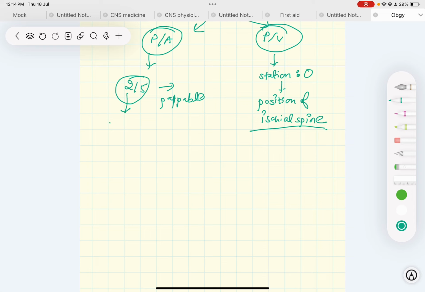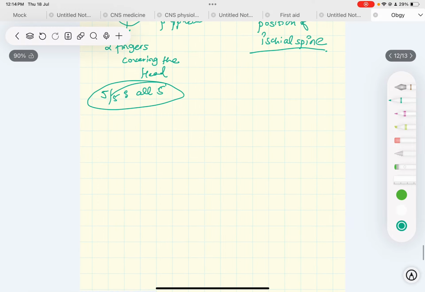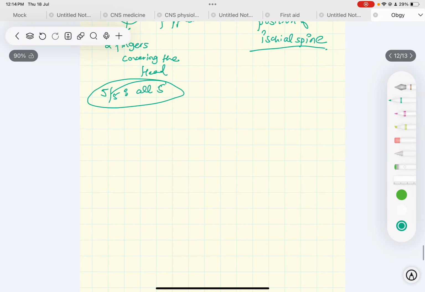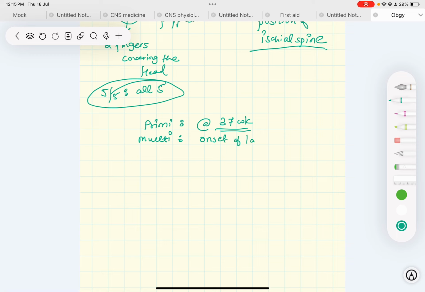Now how can we actually check? 2/5 means only 2 fingers will be covering the head, and 5/5 means all 5 fingers covering the head. Now in primi, the engagement usually happens at 37 weeks, and in multi, the engagement happens at the onset of labor.